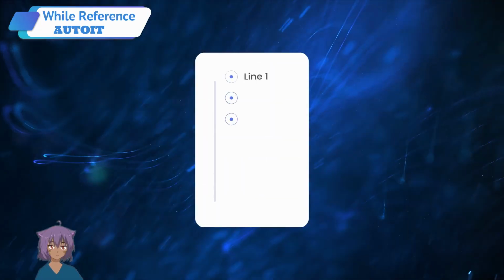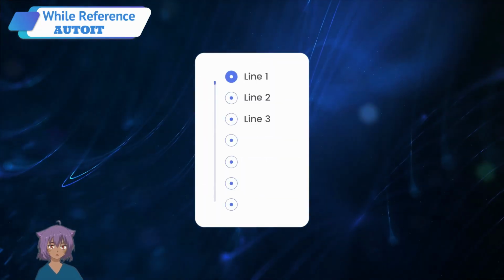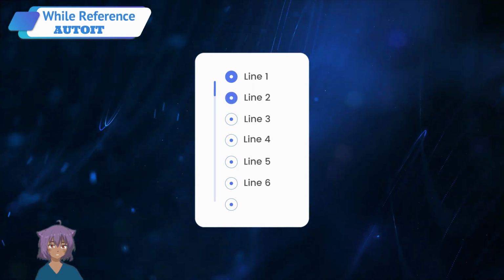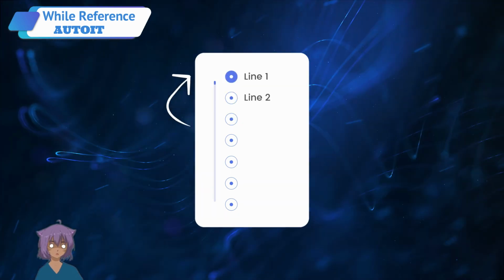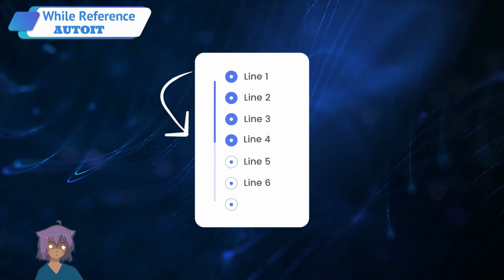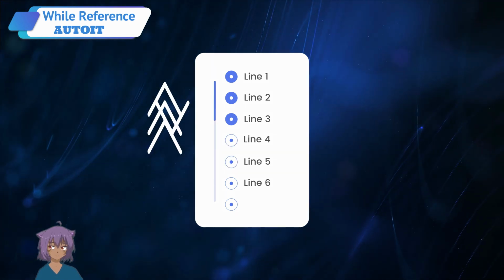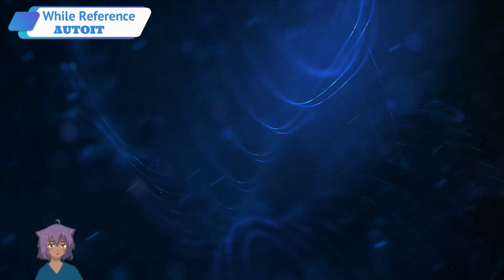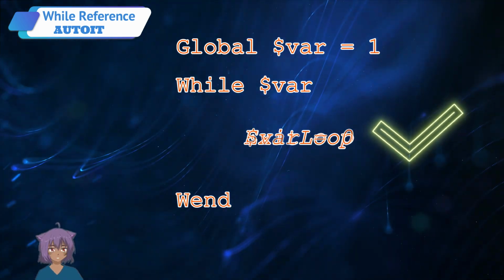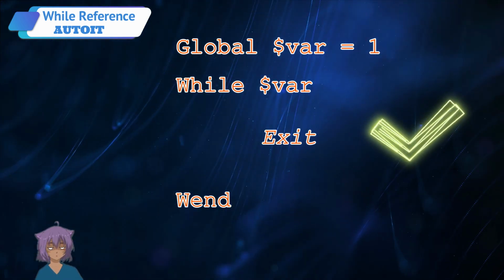AutoIt has straightforward rules to read a script starting from line 0 toward the end of lines. This is manipulated by the user to jump from one line to another, preventing it from reaching its exit until it is said so. To exit a While, make the expression false, use ExitLoop, or terminate the script by using Exit.